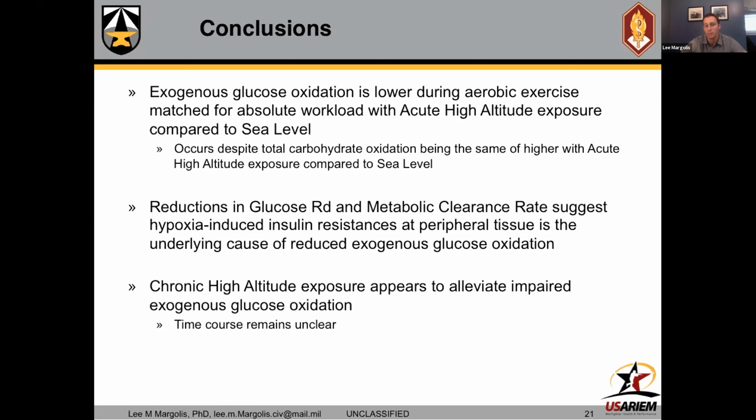oxidation. Based on our glucose tracer studies and the changes in circulating insulin and glucose, it appears that hypoxia-induced insulin resistance at the peripheral tissue is the underlying cause that is reducing exogenous glucose oxidation. And it appears that chronic high altitude exposure is able to alleviate the impaired glucose oxidation, but the time course for this remains unclear.